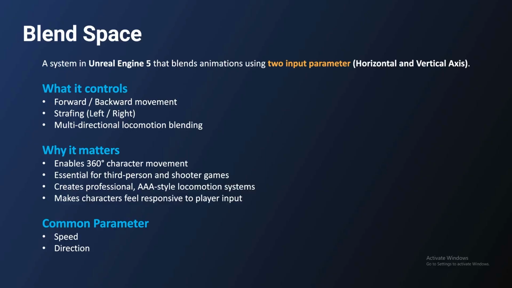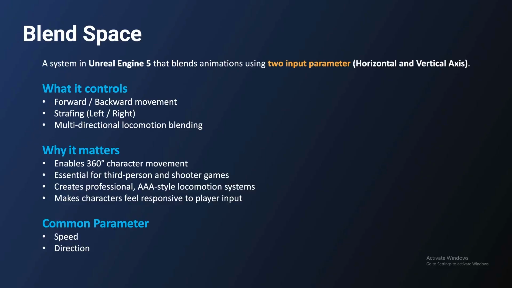Next is blend space, which also uses two input parameters, the horizontal and vertical axis. The common parameters are useful for speed and direction, where you could not only go for forward animation, you could also go backwards, strafing left and right. Why it matters: it becomes cohesive 360 character movement, which is useful in a professional AAA third person or shooter game, and makes a character more responsive. So that was blend space 1D and blend spaces.